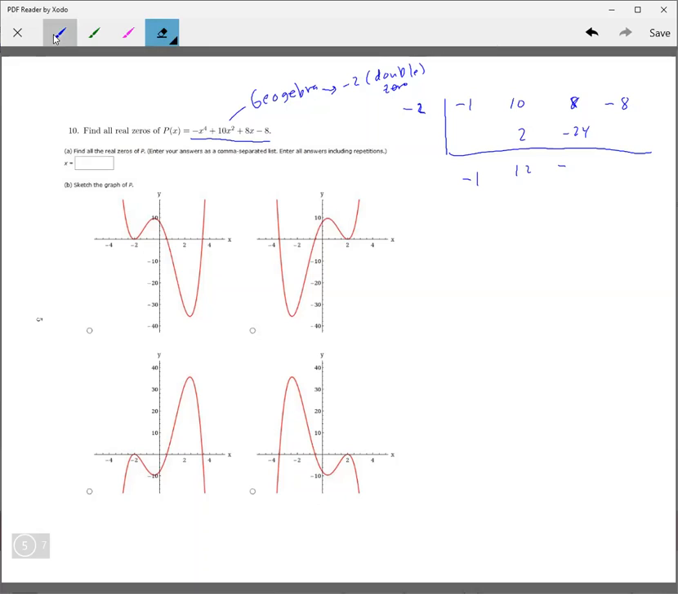Okay, so here, I see what the mistake was. I went from x to the fourth to x squared, so I missed a term. I should have a 0 here instead of a 10. I'm so sorry about that.